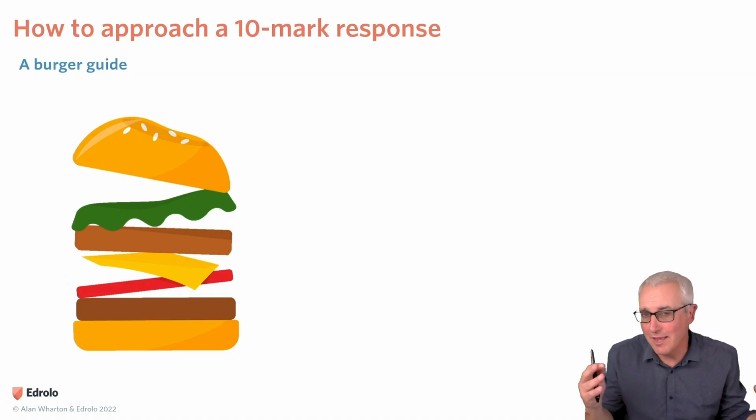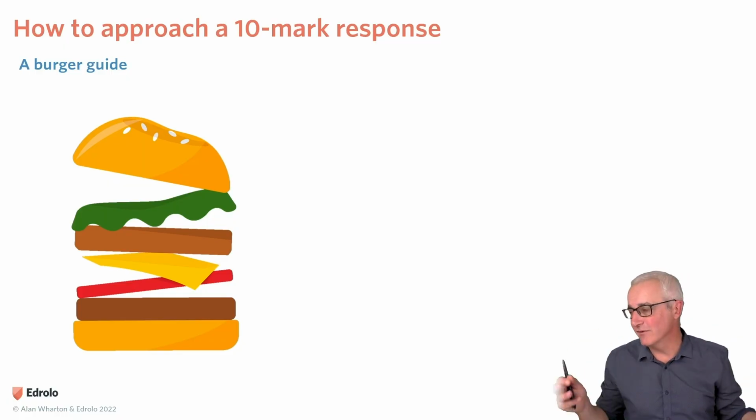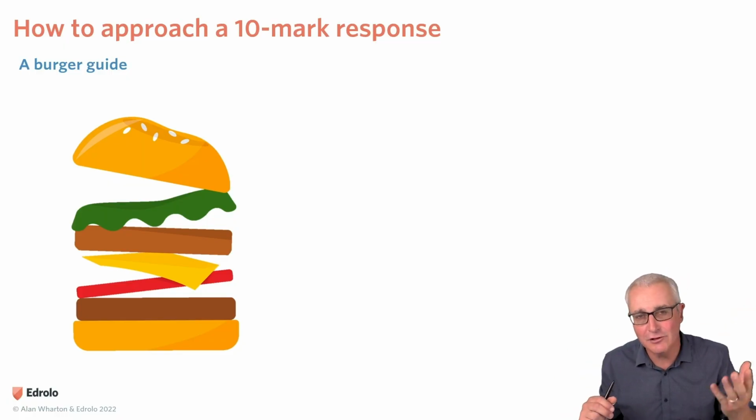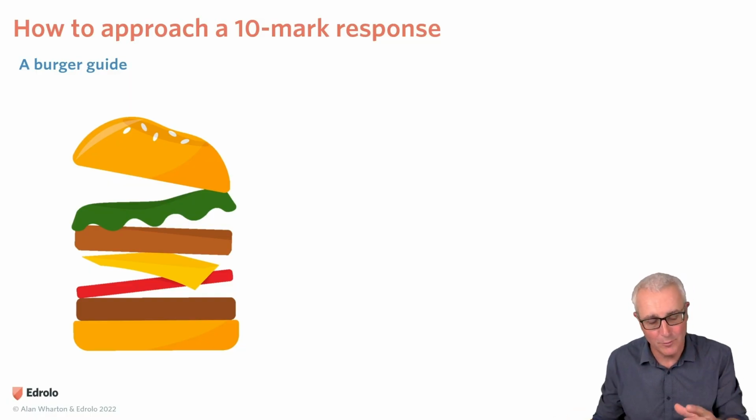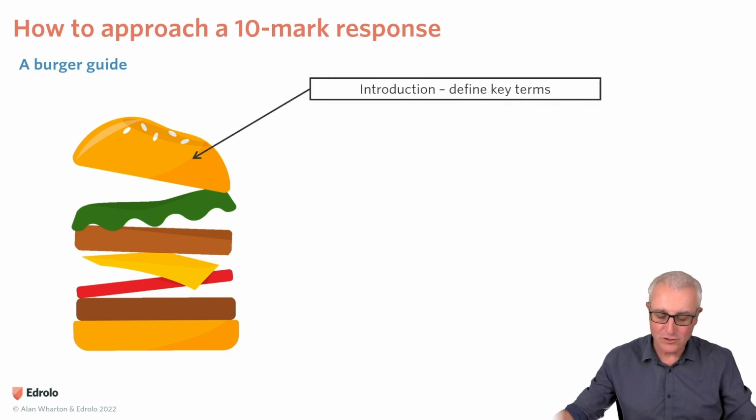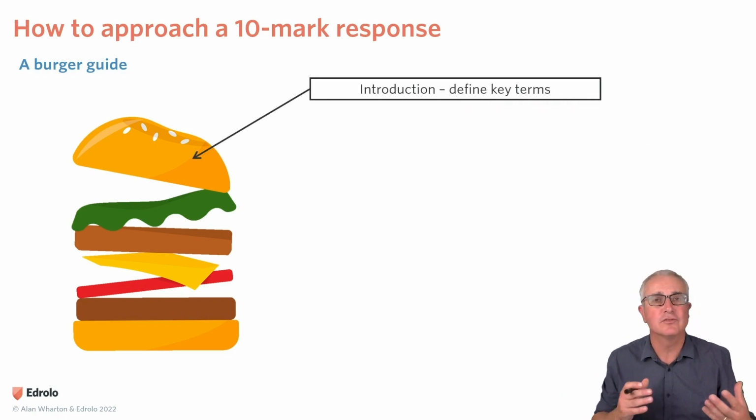So your assessor, when they read your response, is fulfilled and satisfied with your content knowledge and your great examples that you bring to bear. Okay, so that's what we're looking for. We're looking for a quality gourmet burger. That's the visual cue. Now, the top of the bun is your introduction.